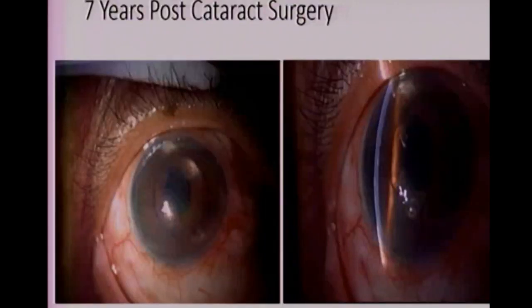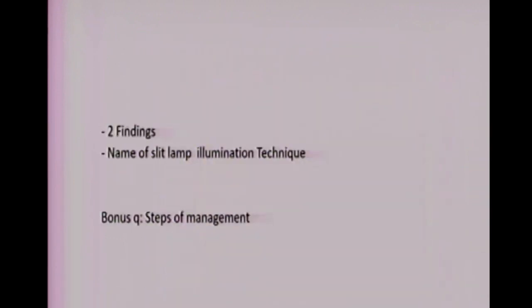So the third question, this patient is 60 years old. He's 7 years post-cataract surgery, presented with the drop of vision over 2 years. So the first question, and this is the slit lamp photo. I need 2 findings in the first 2 pictures and the name of the slit lamp illumination technique in this one.